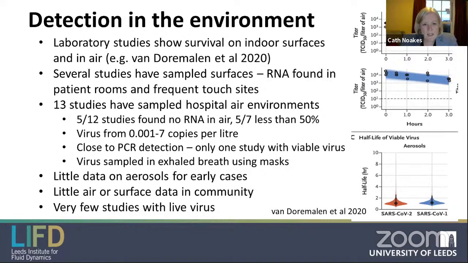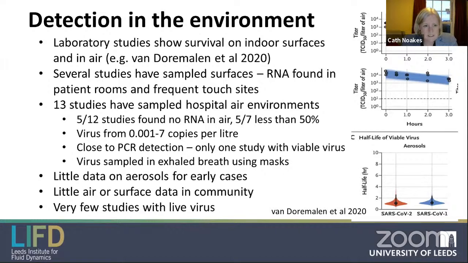If we look at where people have looked for it, a lot of studies have found RNA. There are very few which have sampled infectious virus. Again, this comes down to the fact that you need a category 3 laboratory to do the infectious virus analysis. So a lot of studies have just looked for RNA. Most of those studies are in hospitals. There are a few in the public environment, but most of them are in hospital settings or close to hospitals. They found RNA in multiple places: patient rooms, frequent touch sites, things like the keyboard and the mouse of the computer. There's a handful of studies which have sampled and published on air environments in hospitals.